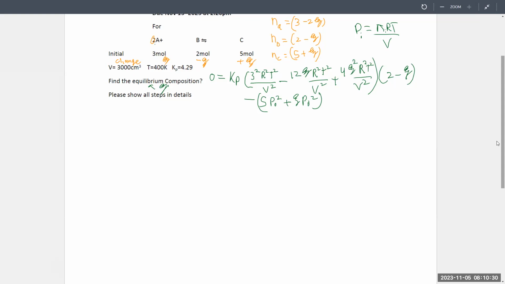So now we can factor this one in here. So I'll just keep this one in orange. KP times 9. I'm just going to keep this RT over V squared because my brain finds that easier. Times 2. Oh my gosh.